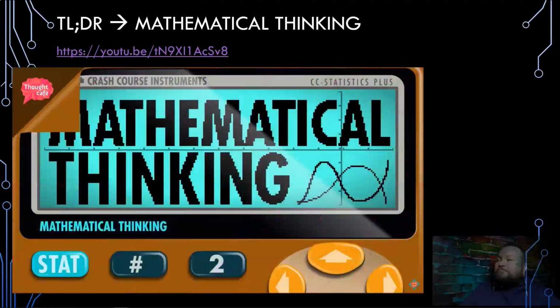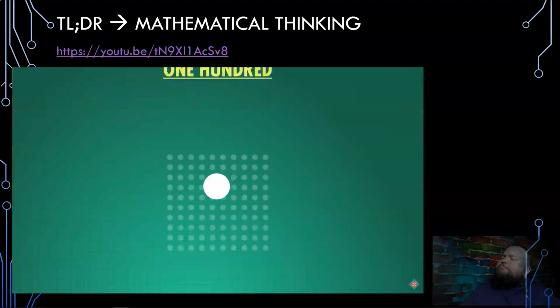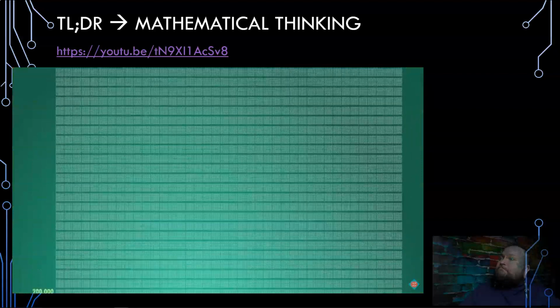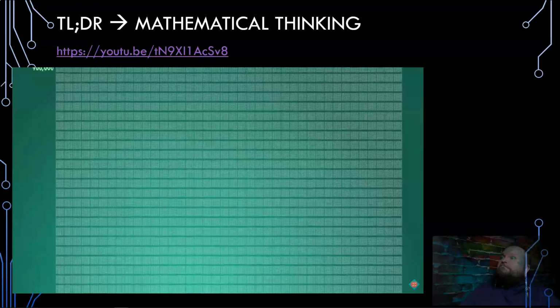Let's go to the thought bubble. Take a minute to visualize the difference between 1 and 100, and 1,000, and 100,000, and 1,000,000. That's a lot of dots, a whole lot of dots.